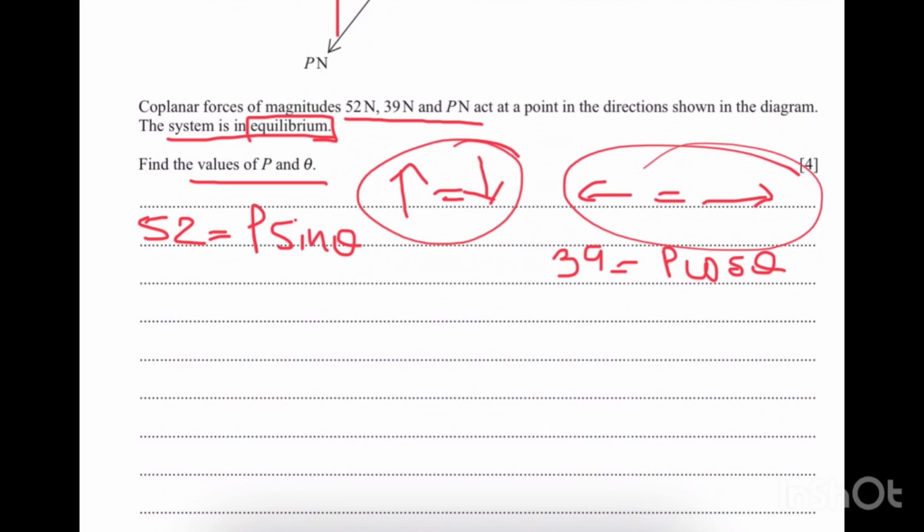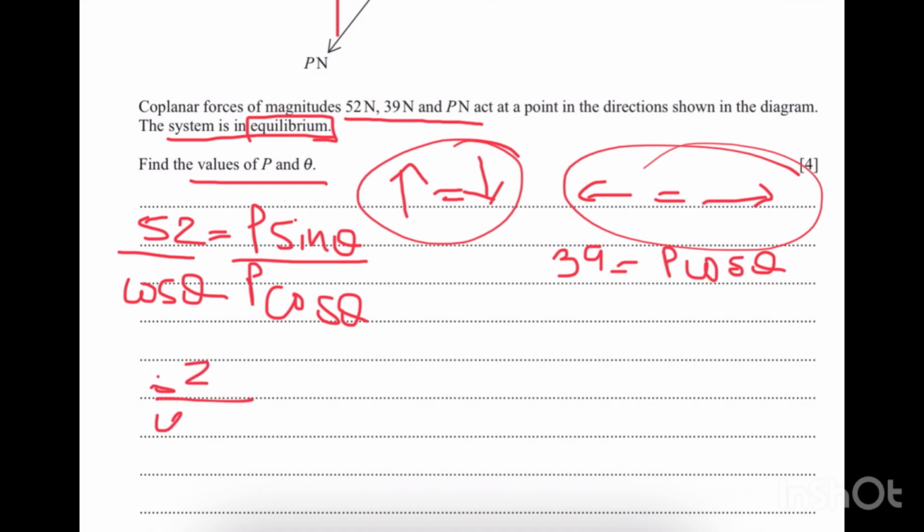So we know that sin theta over cos theta is equal to tan theta. Now that would simplify these equations. So let's say I divide both of these sides by P cos theta. 52 over P cos theta must be equal to tan theta, since the two P's cancel out and sin theta over cos theta remains tan theta.